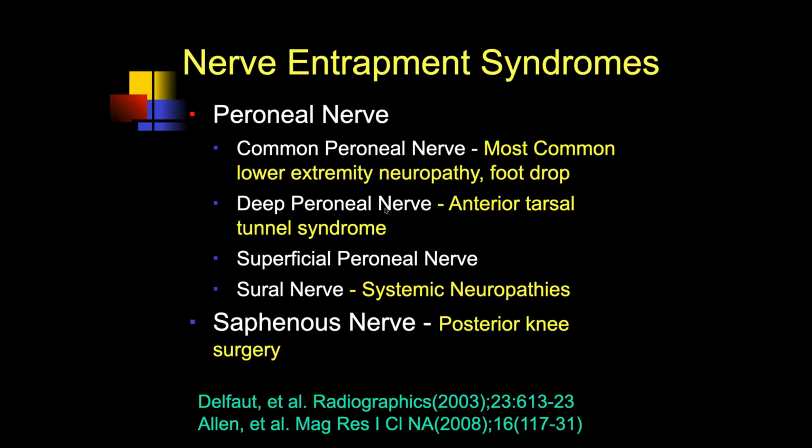involved with neuropathies. One of the most common in this area is the peroneal nerve. It's the most common lower extremity neuropathy, and it generally presents with foot drop. The deep peroneal nerve leads to the anterior tarsal tunnel syndrome. The superficial peroneal nerve can also have symptoms, and then you have the sural nerve, which is typically more involved with systemic neuropathies, whereas the peroneal nerve is more commonly associated with trauma and surgery. And then there's the saphenous nerve, which can be affected with knee surgery.